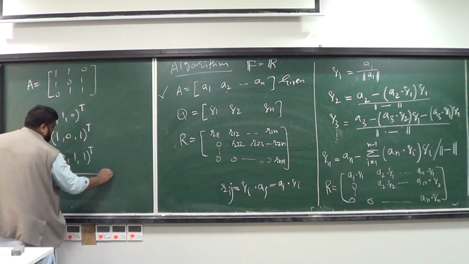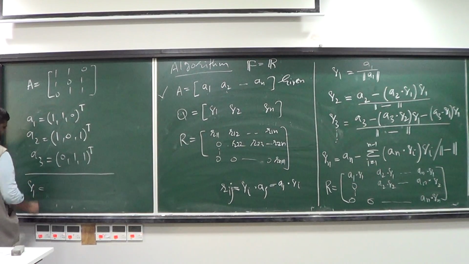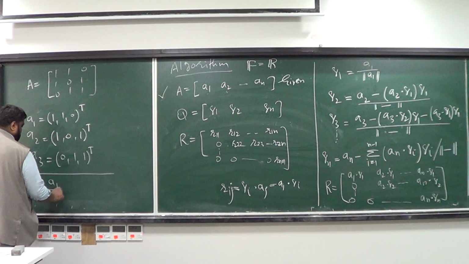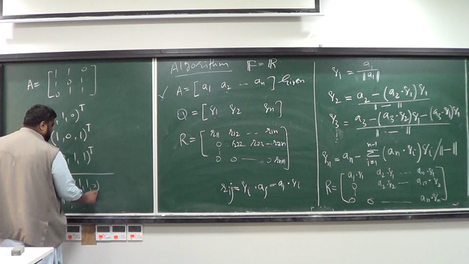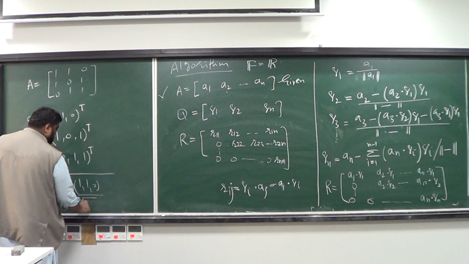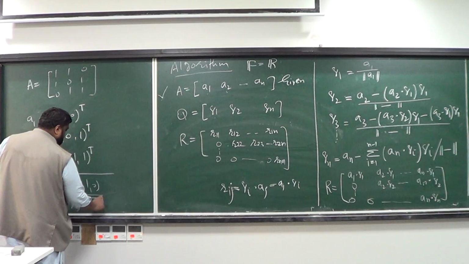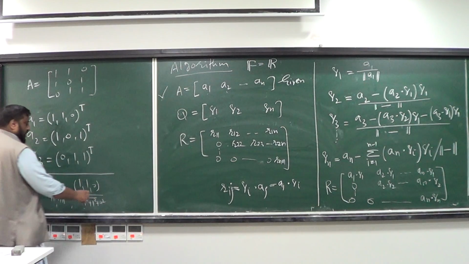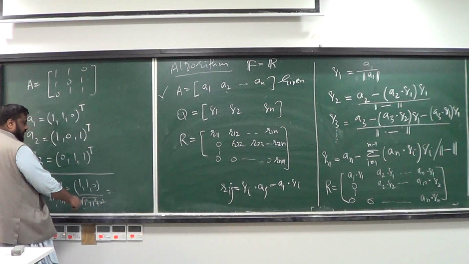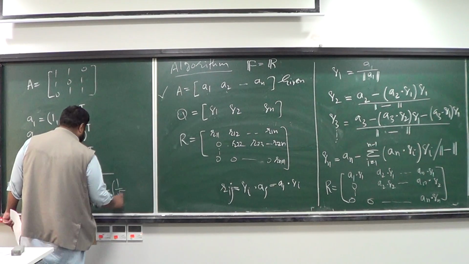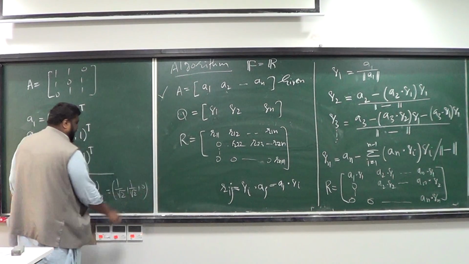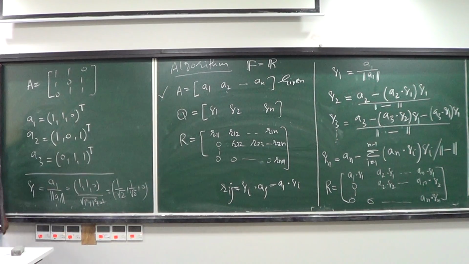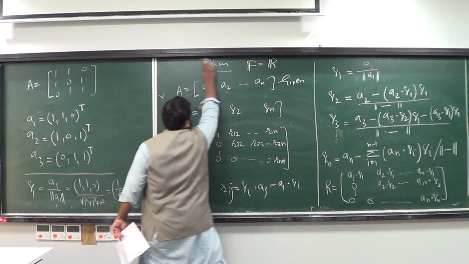Let's start with, for example, the vector Q1. The Q1 is the vector A1 divided by the magnitude of A1. Now the vector A1 is obviously (1, 1, 0), divided by the magnitude, which is 1 squared plus 1 squared plus 0 squared. So this is going to be the square root of 2. So the first vector Q1 is 1 over square root of 2, 1 over square root of 2, and 0.